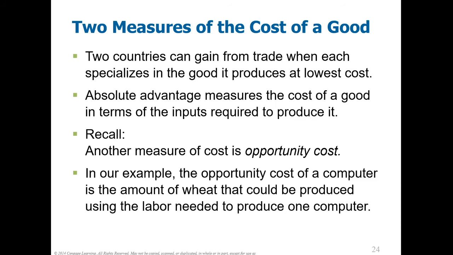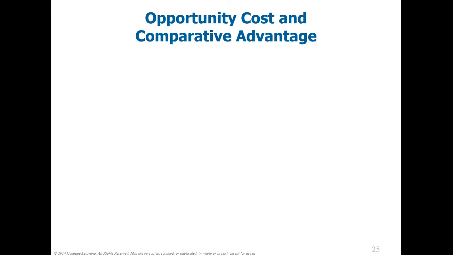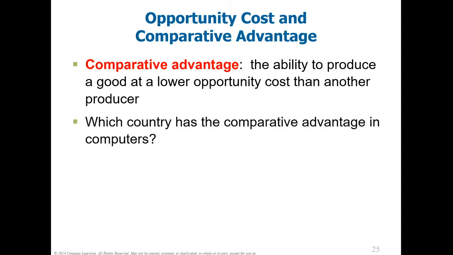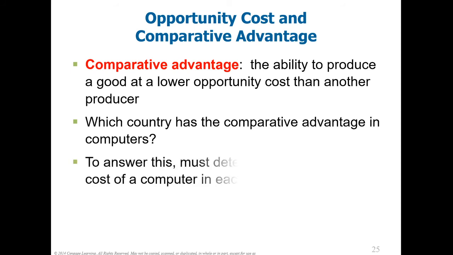In our example, the opportunity cost of computers is an amount of wheat. All right? So opportunity cost and comparative advantage. Comparative advantage is the ability to produce the good at a lower opportunity cost than another producer. So let's look at comparative advantage. Which country has the comparative advantage in computers? To answer this, we must determine the opportunity cost of a computer in each country.